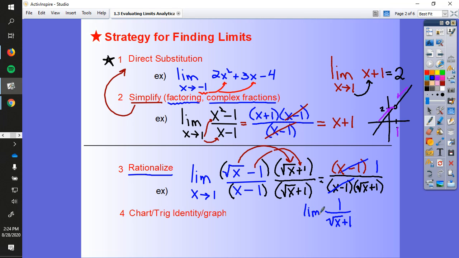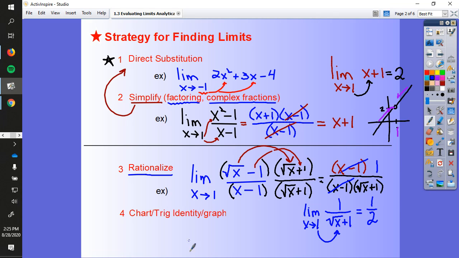Now let's look at our limit with this more simplified expression and see if we can do a direct substitution. As you look at this, if we take the 1 and do a direct substitution, it actually gives us a value of 1/2. And so what we have as a solution for this limit is 1/2. So those are the strategies.